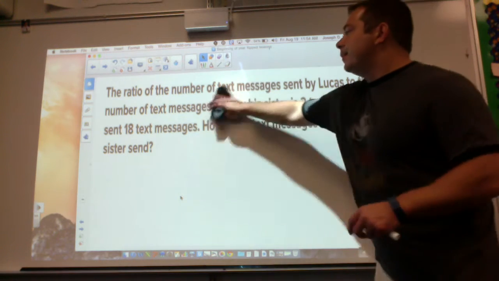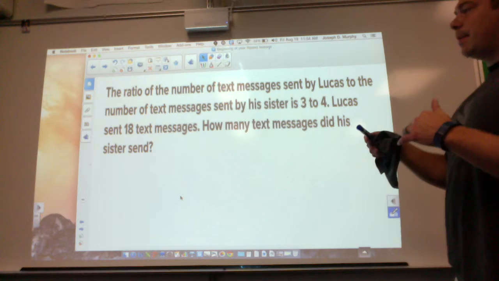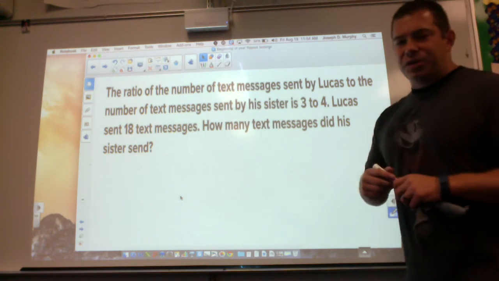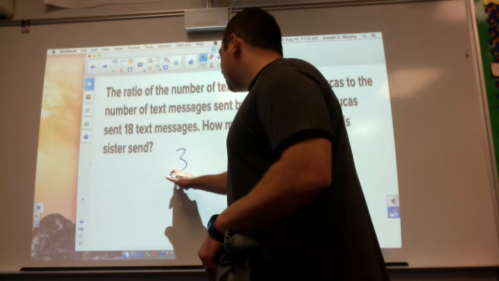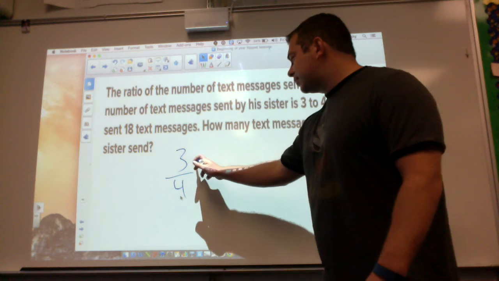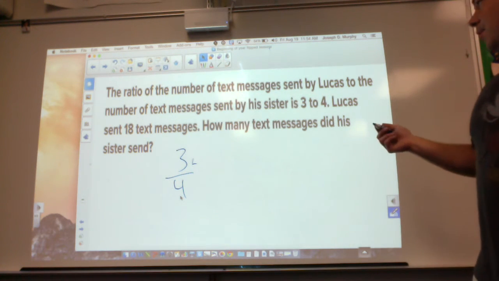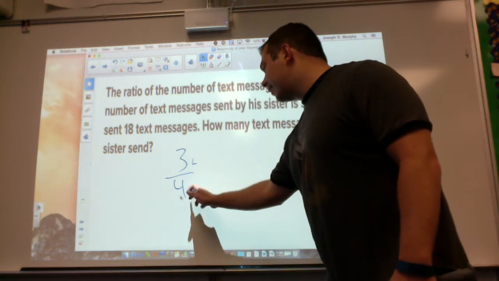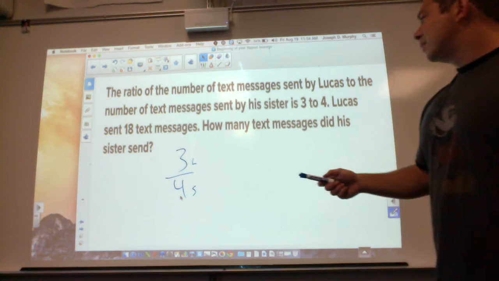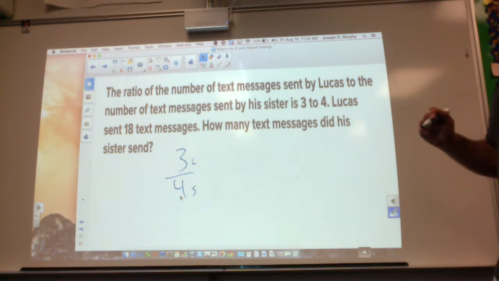Here's my next example. The ratio of the number of text messages sent by Lucas to the number of text messages sent by his sister is 3 to 4. I see a ratio. I'm going to write it down. 3 to 4. And I know that the 3 is Lucas, so I'm going to put an L right there. And his sister, we don't know her name, I'll put an S right there. So for every 3 that he sends, his sister sends 4. How many text messages did his sister send?